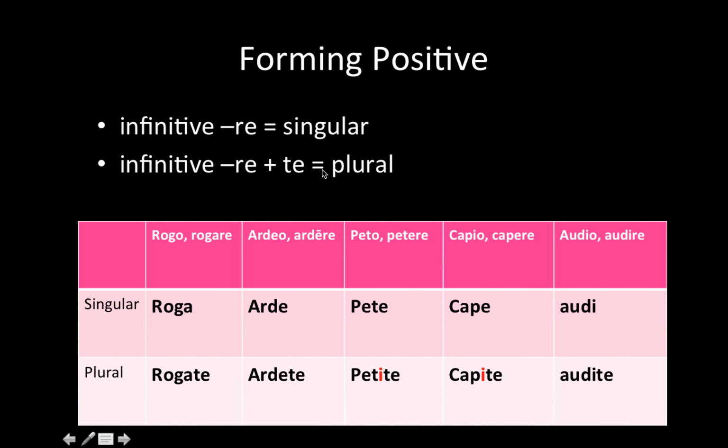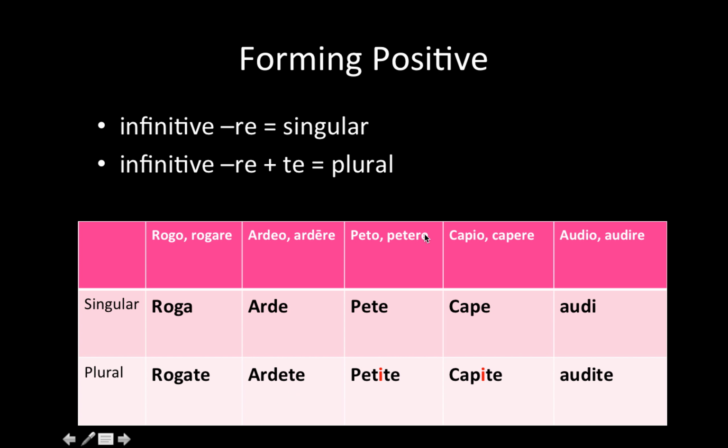So you're probably wondering what they look like. So here are some examples. We have rogo, rogare, first conjugation, right? You take rogare, drop off the RE, and then you get roga. So this means to ask. So I'm just commanding, ask. When I make it plural, I'm just adding a TE to it. So I took the infinitive, dropped the RE, put a TE on. Now I have rogate. And now I'm just saying, you all ask. Ardeo, ardere, second conjugation with that macron. So that's burn. So now I'm commanding singular, burn. And then ardete, burn, plural.